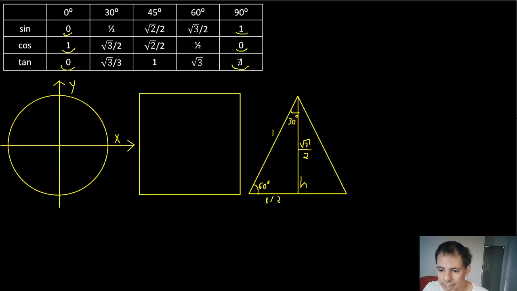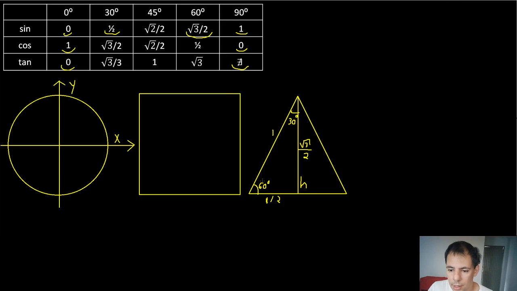So what is the sine of 30? The sine of 30 is the opposite side divided by the hypotenuse. So it's half divided by 1, which is half. What's the cosine of 30? The cosine of 30 will be the adjacent side, which is this one, divided by the hypotenuse, which is 1. So the cosine of 30 is square root of 3 divided by 2.